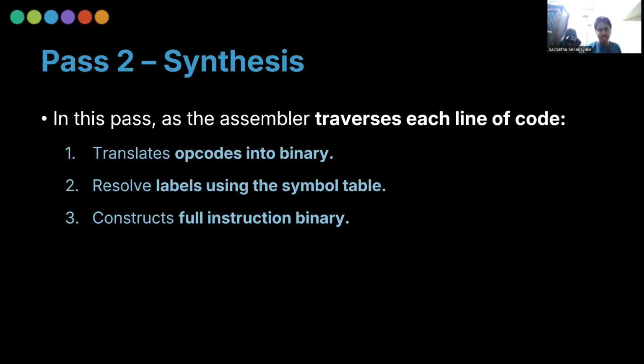This is very easy. In this pass, as the assembler traverses through each line of code, it does 3 new things. It translates opcode into binary, it resolves labels using the symbol table, and constructs the full instruction binary code. So it translates opcode into binary based on the instruction set, removes labels, resolves labels using the symbol table. So you know how those labels not found and found have been given addresses 0 and 4? Those addresses now replace the actual not found and found in the RAM. That's what resolving means. And finally, we construct the full instruction binary. Which means we replace all the mnemonic-based commands with actual binary commands. This is the synthesis stage.